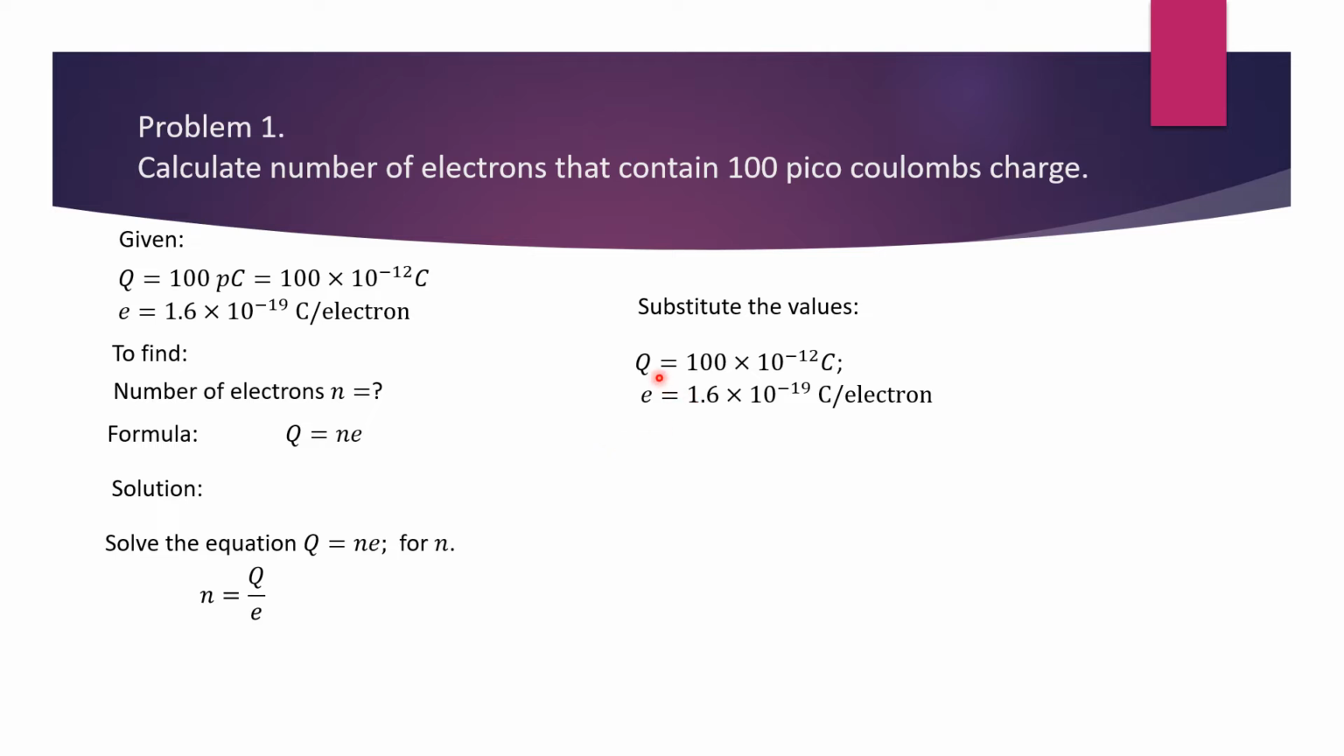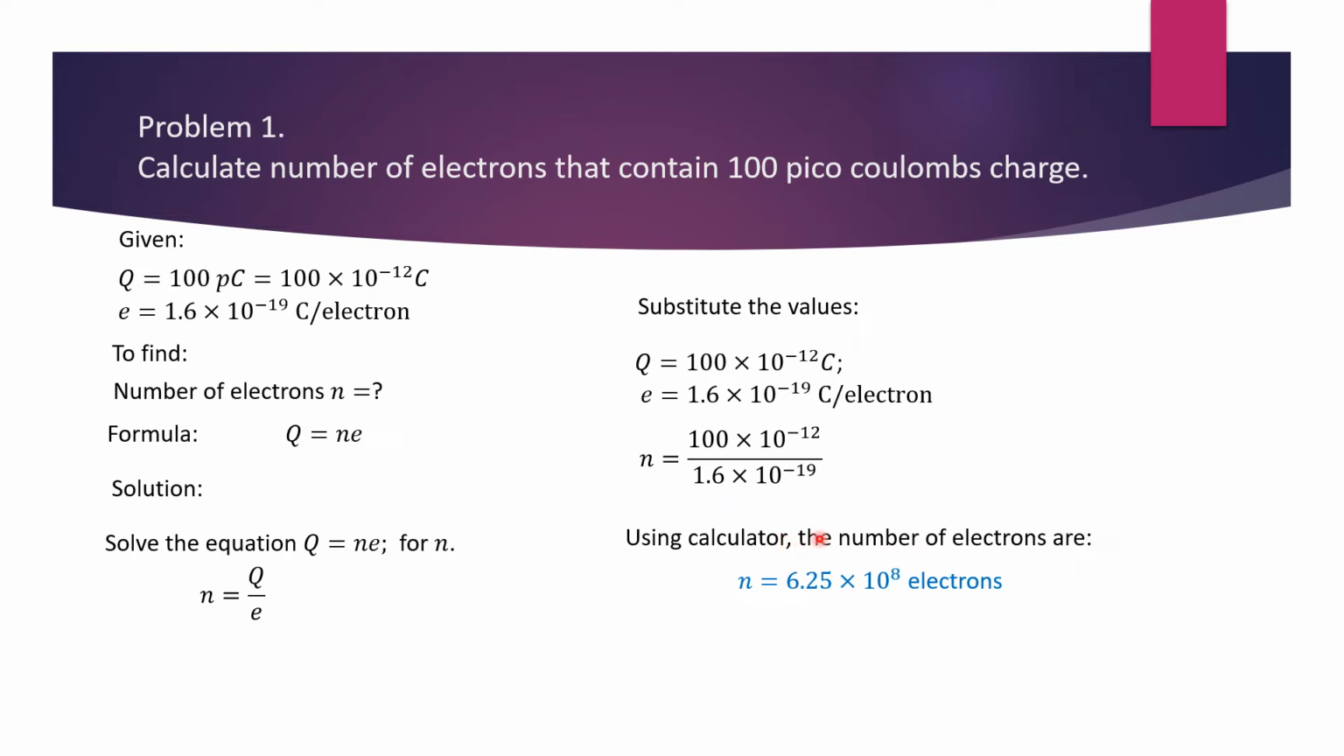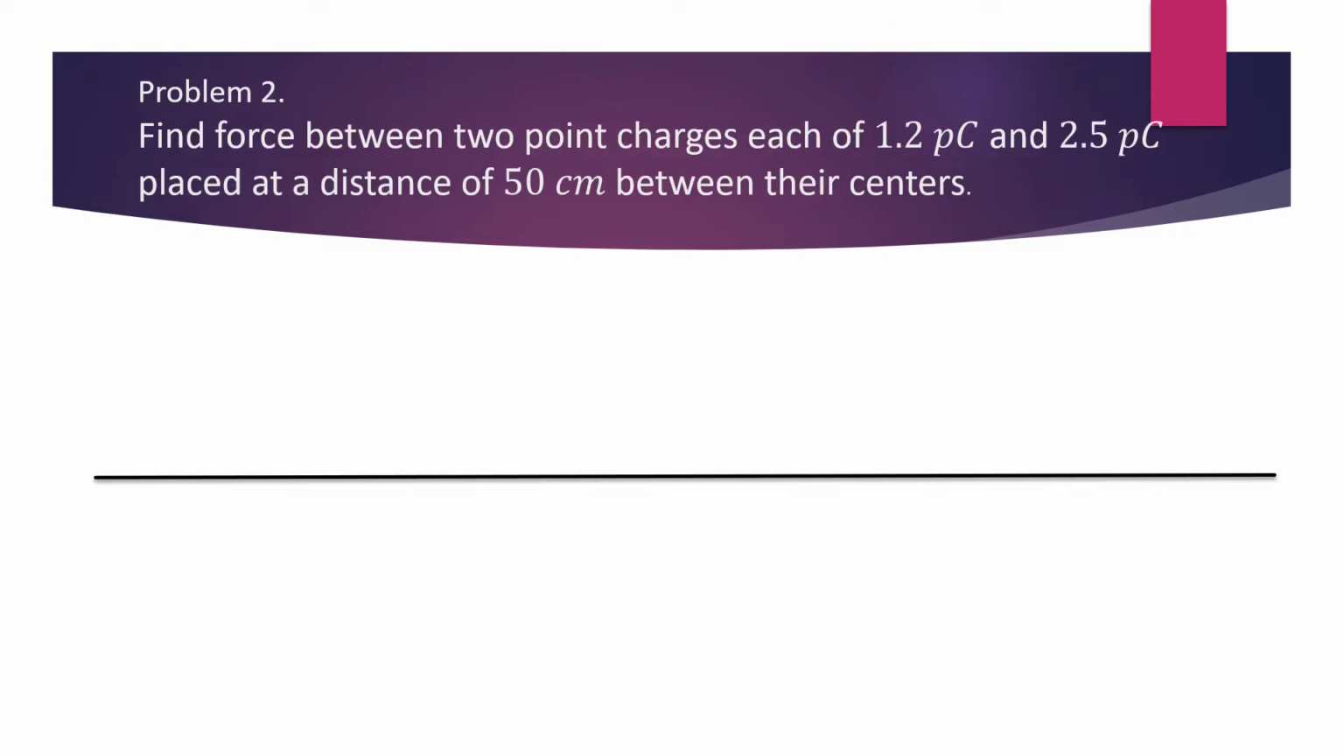Q is equal to 100 into 10 power minus 12 coulombs and E is equal to 1.6 into 10 power minus 19 coulombs per electron. Now substituting these values and then calculating using a calculator results in N is equal to 6.25 into 10 power 8 electrons.